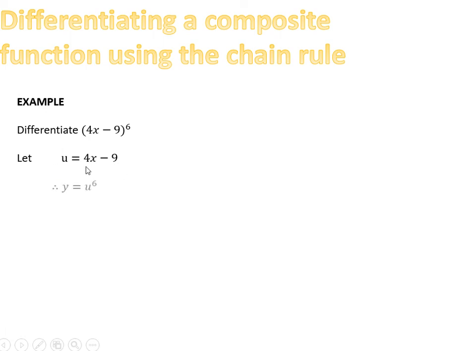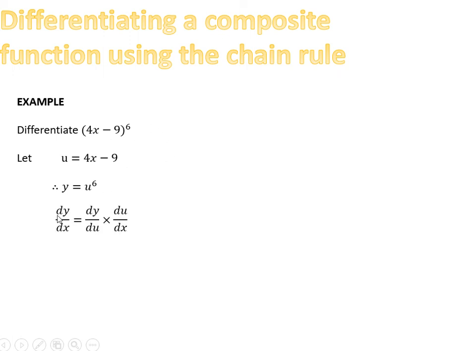Therefore, if u equals 4x minus 9, the original function, it should probably be a y equals here, would equal u to the power of 6. So y equals u to the power of 6. So now we've split this composite function, which is by definition two functions combined together, into those two functions: the 4x minus 9 and basically the power of 6.